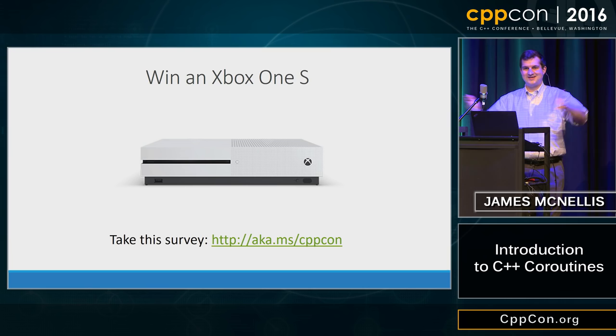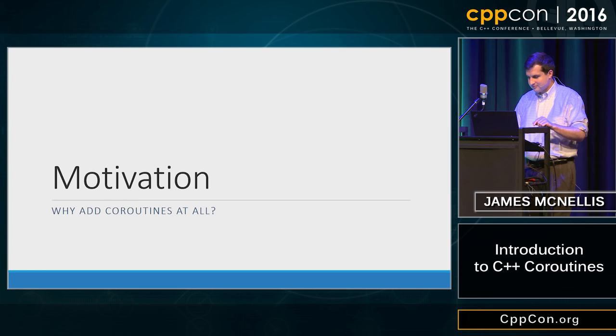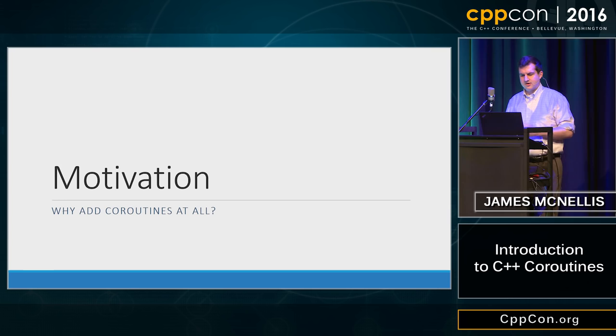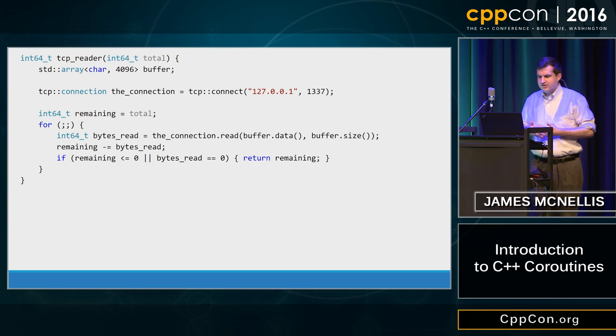So to start off here, what's the motivation for this feature? Why add coroutines at all? A lot of effort has gone into adding this to the language, a lot of design work. I don't know if it's quite as much design work as went into the digit separators, but it has been a substantial lot of work. So what do we gain from adding coroutines to the C++ language? To demonstrate that, I'm going to use an example that I've lifted from a presentation Gor gave here last year. So here we have a little synchronous function.